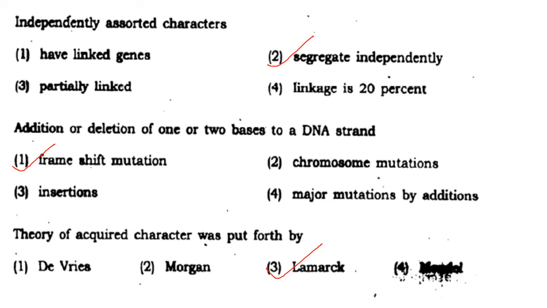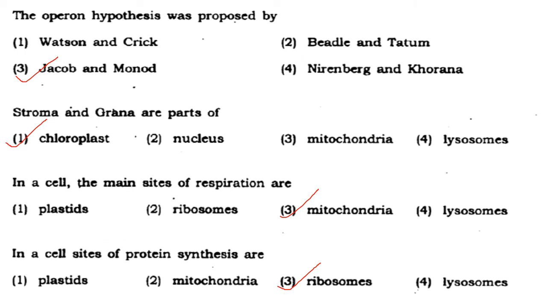Next one. Theory of acquired character was put forth by option 1 De Vries, 2 Morgan, 3 Lamarck. Answer is option 3 Lamarck. Next one. The operon hypothesis was proposed by option 1 Watson and Crick, 2 Beadle and Tatum, 3 Jacob and Monod, and 4 Nirenberg and Khorana. Answer is option 3 Jacob and Monod.